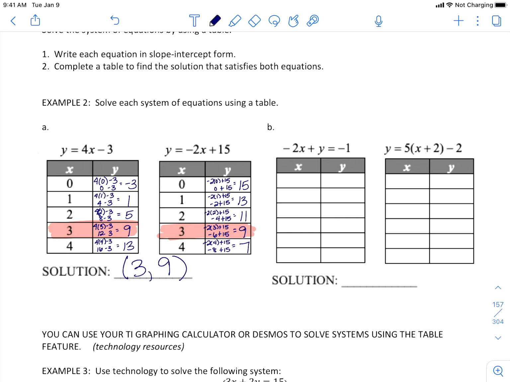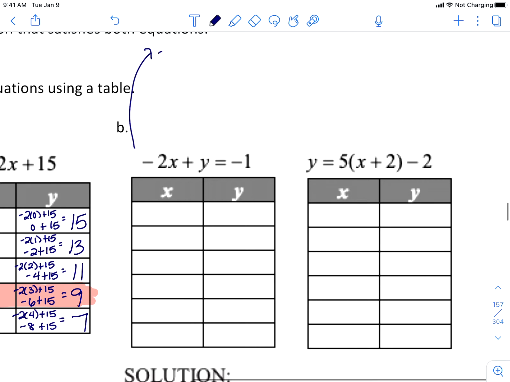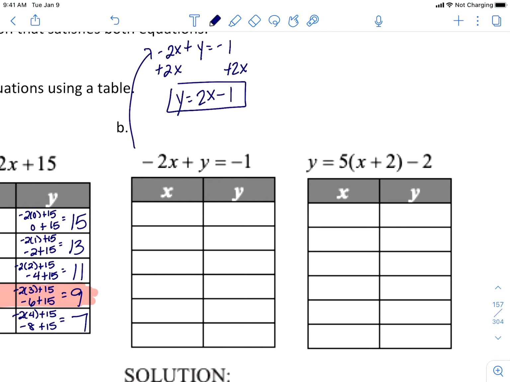For our next one, we need to write these in slope-intercept form. So I'm going to do the work up here. We have negative 2x plus y equals negative 1. We're going to add 2x, and this gives us y equals 2x minus 1. So that's our first one in slope-intercept form. Let's find the other one in slope-intercept form, and then we'll do the 2 tables.